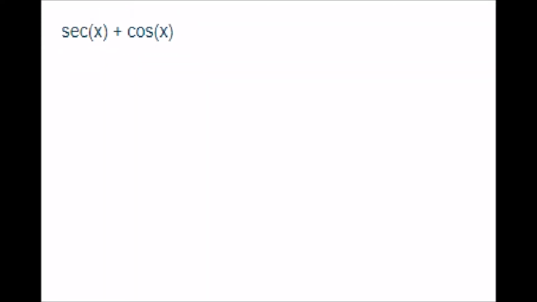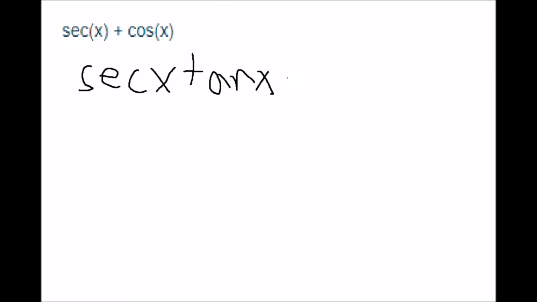First problem: secant x plus cosine x. I forgot to put the instructions here, but you just take the derivative. The derivative of secant x is secant x times tangent x, and the derivative of cosine x is negative sine x. Now that was a very simple problem. It was just a warm-up.